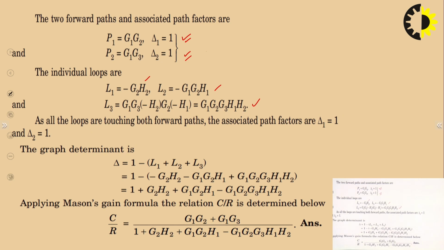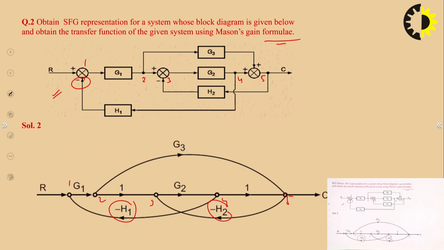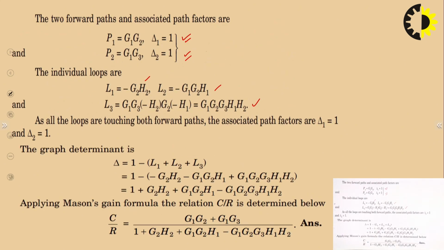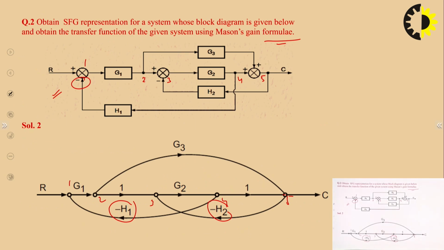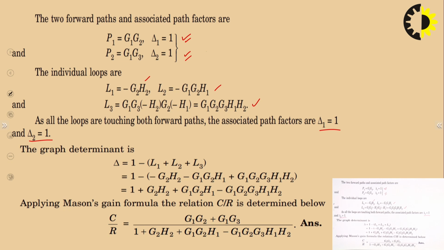Now if we talk about these loops, all these three loops are touching all the forward paths, so the values of delta 1 and delta 2 will become 1. Now for delta, there is no pair of non-touching loops. All loops are touching each other, so only individual loops are there. So delta will be 1 minus the sum of all individual loops. So we write it like this, and this is the value of delta.